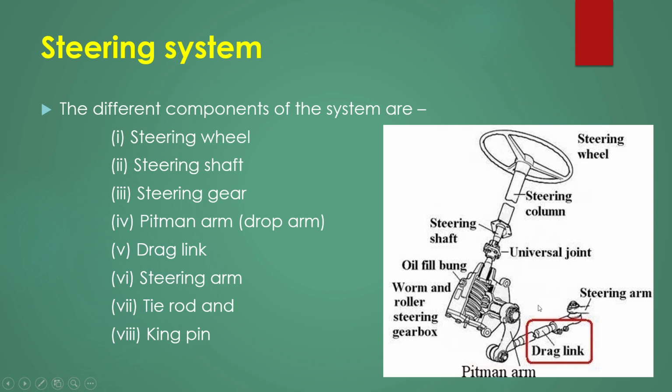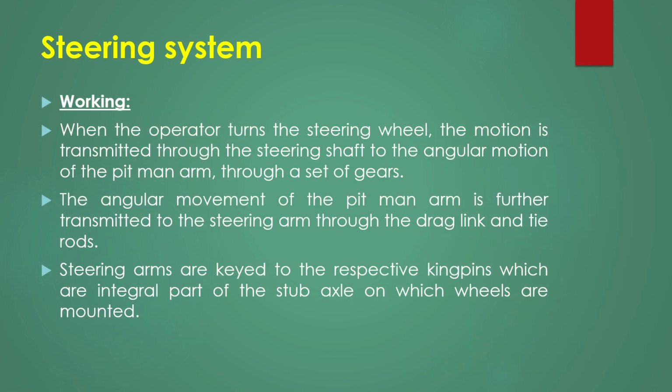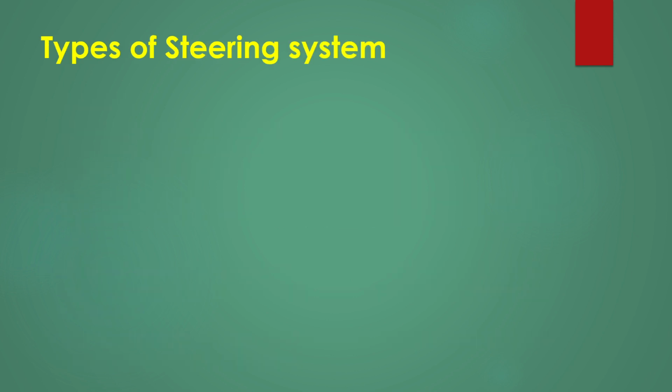The oscillating motion of this drop arm is given to the drag link, and as the pitman arm oscillates, the drag link will have a reciprocating, to-and-fro motion, and that is given to the steering arm. With the help of a kingpin, the steering arm will give the direction to the front wheel. So the front wheel will rotate in the desired direction. This is how the steering system works, and these are the parts of the main steering system. This is the working of the steering system, explained in words.